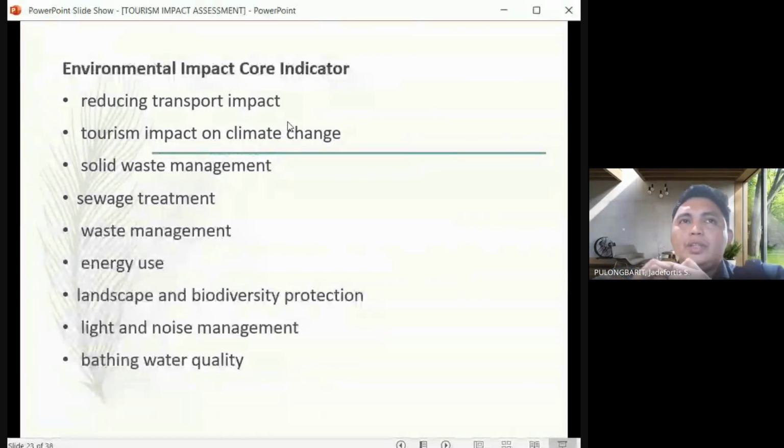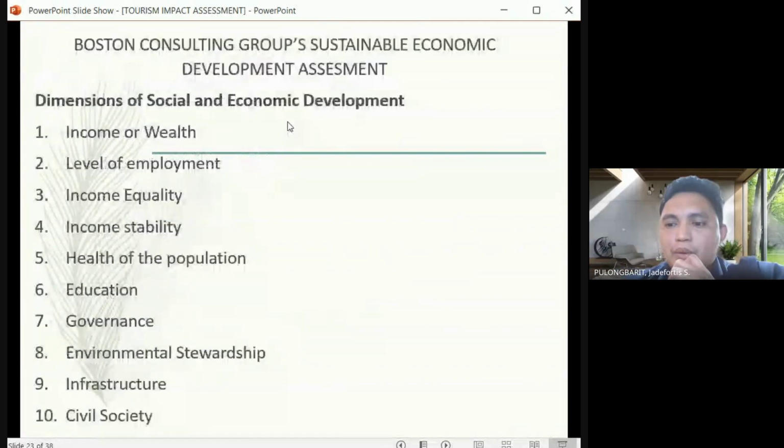So according to another tool for tourism impact assessment that can also be used for assessing the sustainable development of the destination or the tourism impact of a certain destination is the BCG or Boston Consulting Group Sustainable Economic Development Assessment, also known as BCG SEDA, which stands for Sustainable Economic Development Assessment.